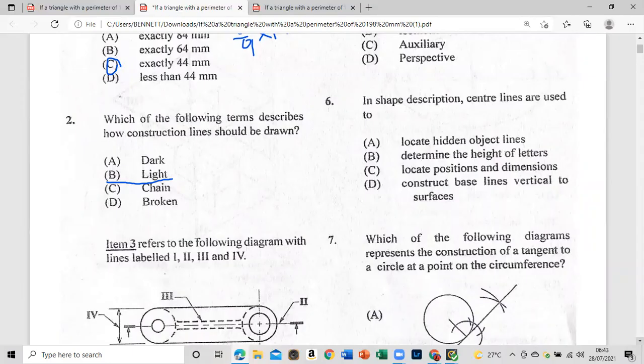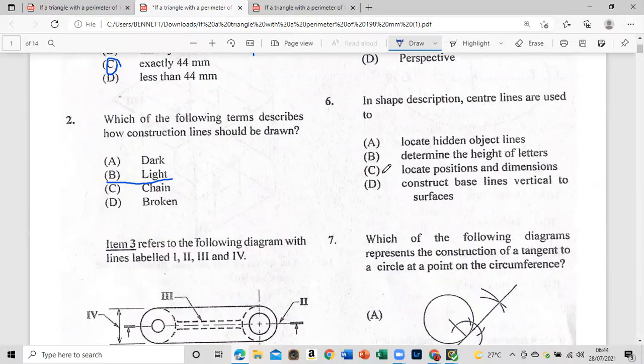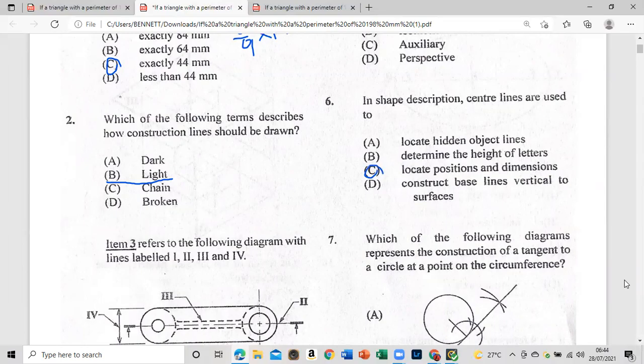In shape description, center lines are used to: locate the lines, determine the height of the letters, locate positions and dimensions, or construct baselines vertical to surfaces. And that is C, locate positions and dimensions. So that's the purpose of center lines.